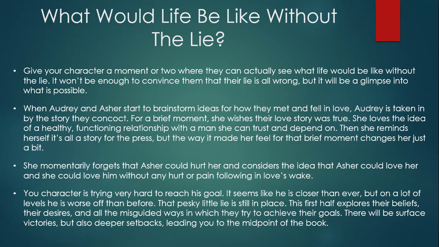So this first half explores their beliefs, their desires, and all the misguided ways in which they try to achieve their goals. So there will be surface victories, just like Asher is finally able to get the girl, in the sense that he's able to convince Audrey to marry him. But there's also deeper setbacks, because he's got her, but he doesn't really have her. She doesn't know who he is. She doesn't truly love him for him. So if you can see that, it seems like they're accomplishing something, but it's really not what they need.